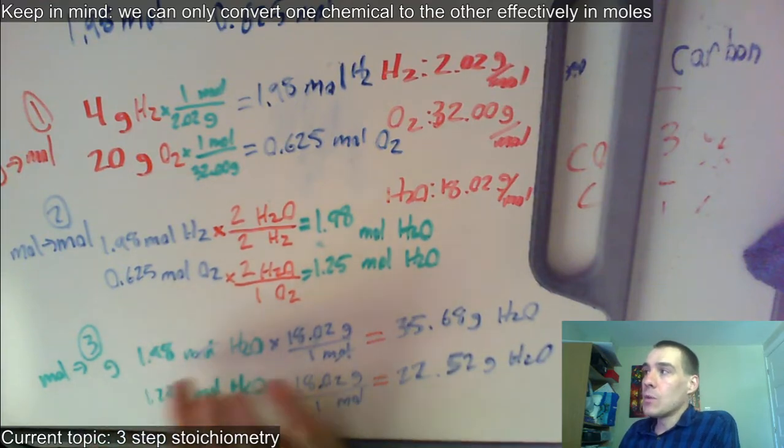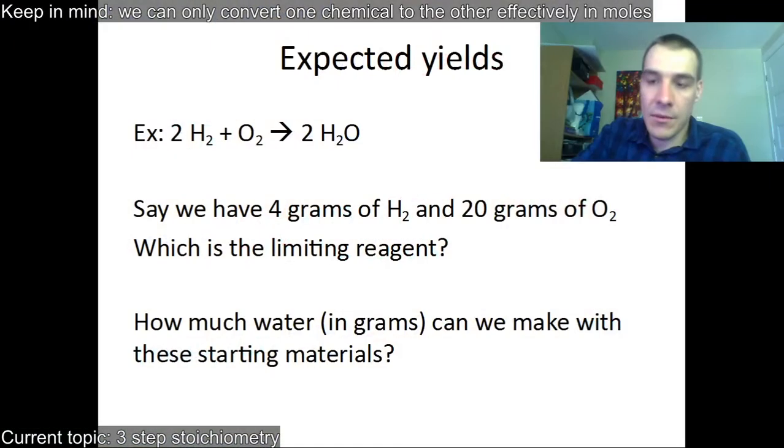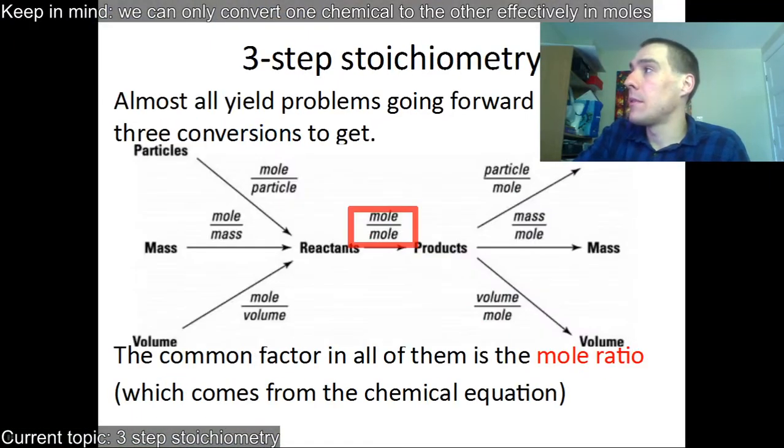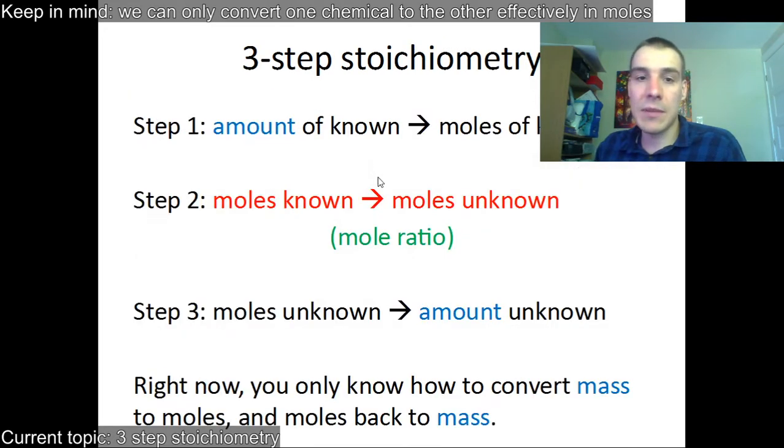Then we're going from moles of water to the same substance, right? Same substance, water, same substance. And so we have worked through the entire system. Mass to moles, moles to moles, moles to mass. And we've used skills that we've already learned before to do it. We've just put it together now into this 3-step stoichiometry stuff.